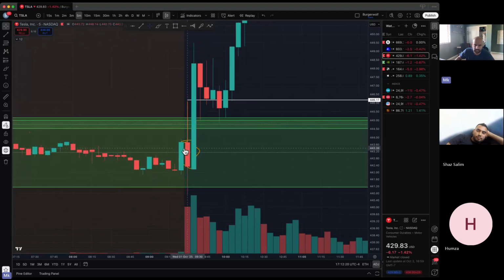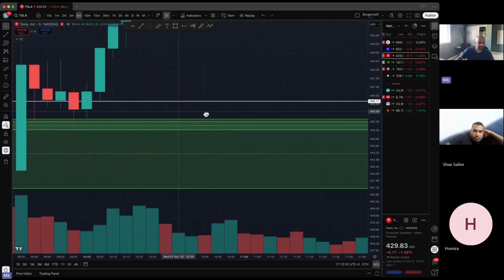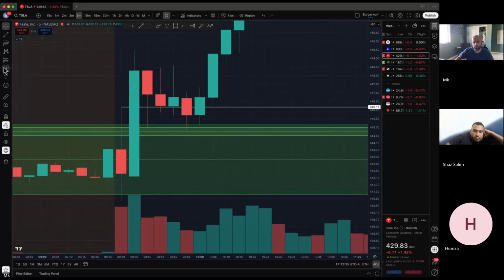I like to see wicks like this. This is a good 5-minute retest, not when it's like this. This tells me I need to wait a little to see what price is going to do. You get it? I didn't even care that this was a 5-minute sentiment high because it already was invalidated. I was just looking at this.